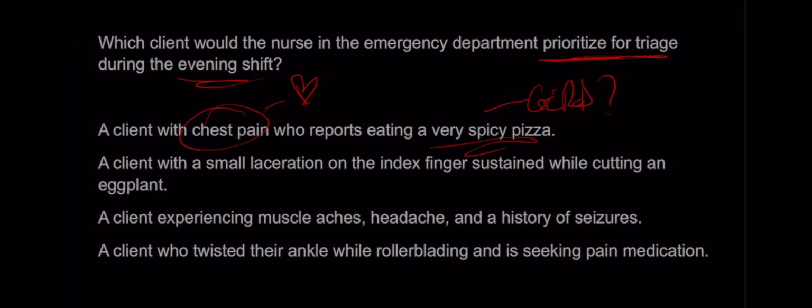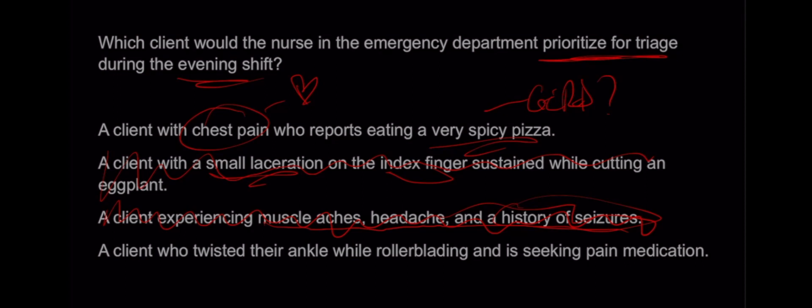A client with a small laceration on the index finger. Oh, give me a break. Sustained while cutting an eggplant. That is not priority. We got somebody here that we might be worrying about their heart. That's not something we're too concerned about. A client experiencing muscle aches, headaches, history of seizures. So history of seizures, not currently seizing, but has muscle aches and headaches. I have these all the time. This is not emergent. They're not actively seizing right now. They have a history of that, just a headache. Take a Tylenol.